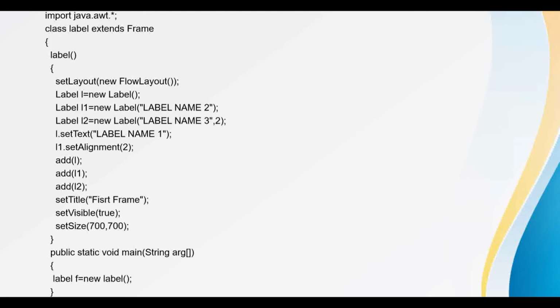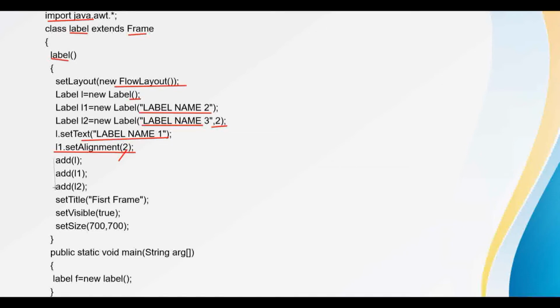This is a demonstrative program for label in which three labels are created with all constructors and methods of label. This is our import line in which we add the AWT package for the frame class. This is the class name which extends the frame class. This is the constructor of the class in which we set the layout of the frame as flow layout, because the default layout of the frame is border layout, in which all added components are inserted on top of each other. This is a label without a parameter, this is a label with a string parameter, and this label is with a string parameter and alignment static constant. This method sets the text for the first label. This will set the alignment as 2, meaning right.